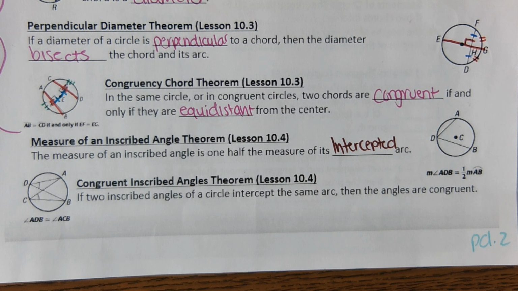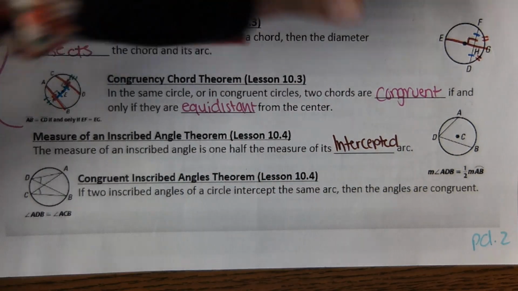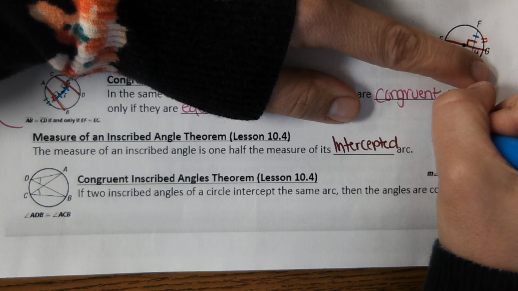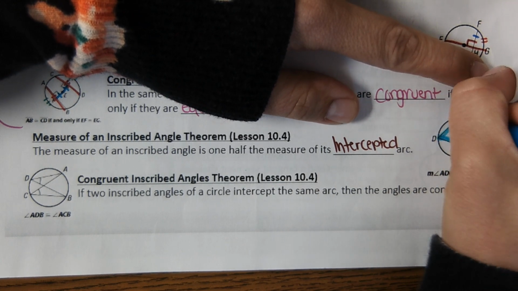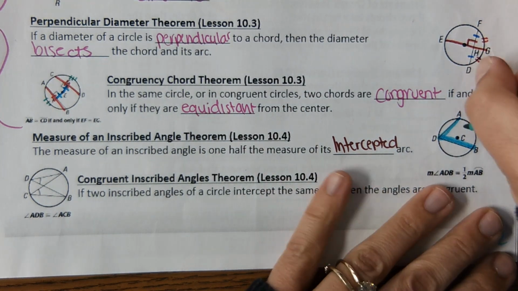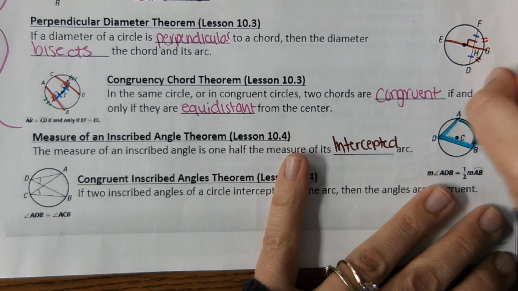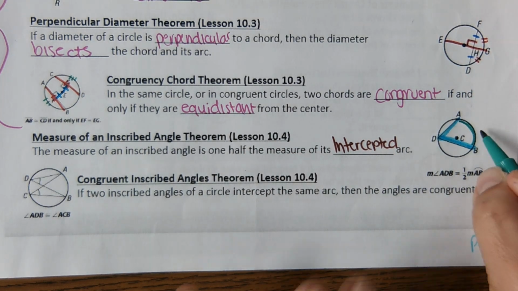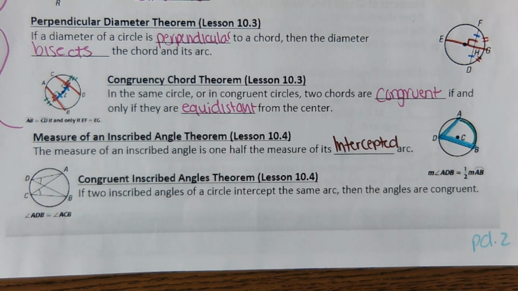So the first theorem we're going to look at, and I already showed you this a little bit in the bell work, is the measure of an inscribed angle. The measure of an inscribed angle is 1/2 the measure of its intercepted arc. So this here would be an inscribed angle, and then you have the intercepted arc right here that is intercepted by the angle. This arc is twice that of this angle here.